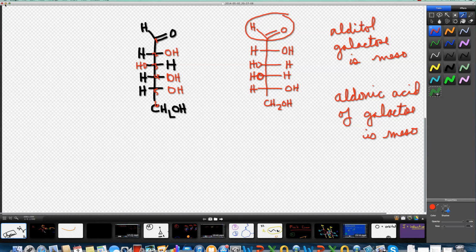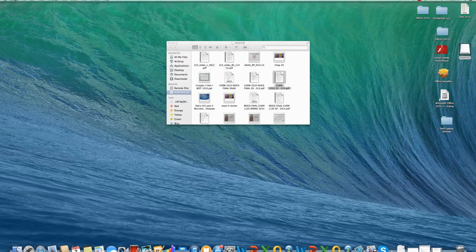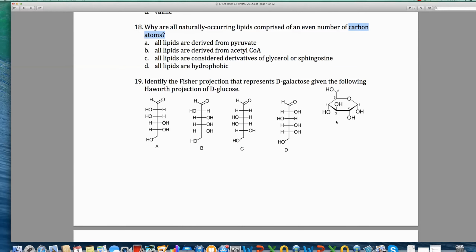So as we go back and consider our answer choices, we want some symmetry, and it looks like the best answer choice is going to be C, and C should have an oxygen hydrogen in place of this hydrogen. So 19 should be C.